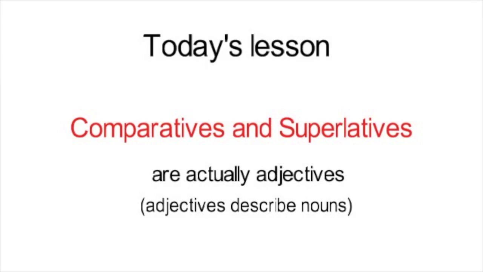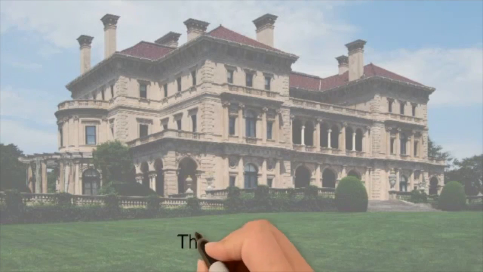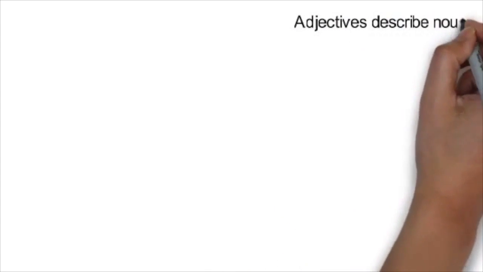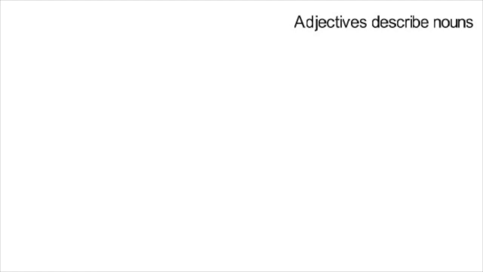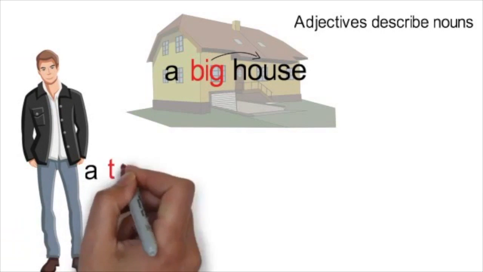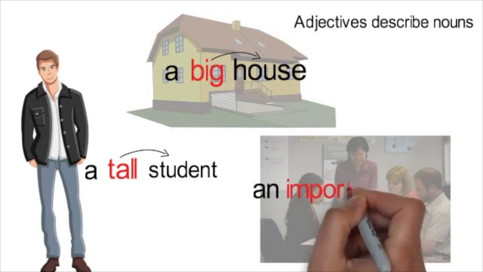Remember, adjectives describe nouns. An example of an adjective in a sentence is, "This is a huge house." In this sentence, the adjective huge is used to describe the house. House, of course, is a noun. We are not comparing two things, we are describing one thing. As mentioned earlier, adjectives are words that describe a noun. For example, a big house, a tall student, an important meeting.